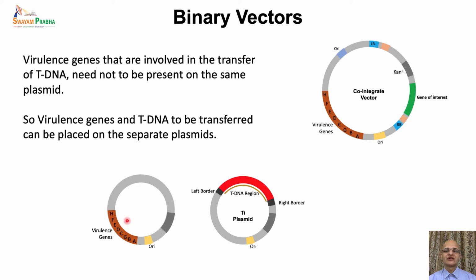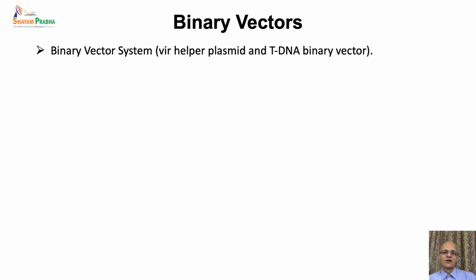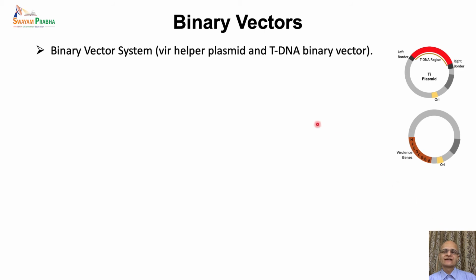And the virulence proteins encoded by the genes present in this vector can recognize the left and right borders present on the other vector and successfully transfer the tDNA to the plant cell, as long as both of these vectors are present in the same agrobacterium cell. This system of vectors, where the virulence genes and the tDNA are present on two separate vectors and used for transformation, is called a binary vector system. So the binary vector system consists of two plasmids, that is the Vir helper plasmid and the tDNA containing binary vector. This plasmid is a tDNA binary vector. It has a tDNA flanked by the left and right borders, and this other one is the Vir helper plasmid that carries the virulence operon having all the Vir genes required for the tDNA transfer.